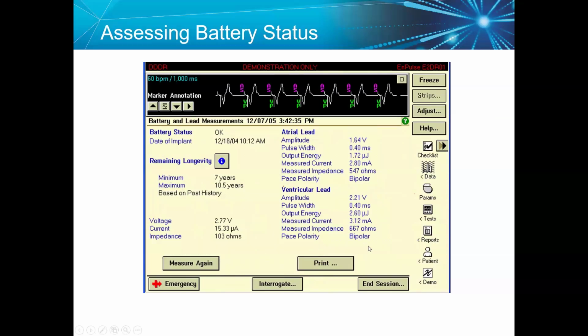So this screen will give you a lot of information, mainly the minimum and maximum battery longevity, and also the voltage and impedance of the battery. Okay.